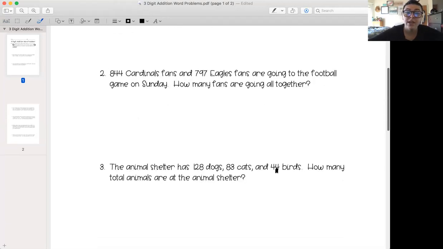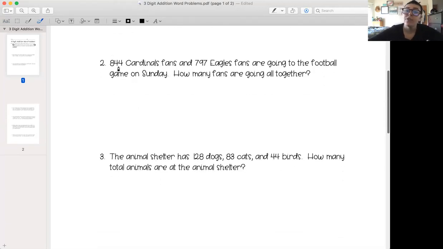Then if we scroll down, 844 Cardinals fans and 797 Eagles fans are going to the football game on Sunday. How many fans are going all together? So I read it. I'm going to circle my numbers. And I'm going to underline that all together. That tells me to add.